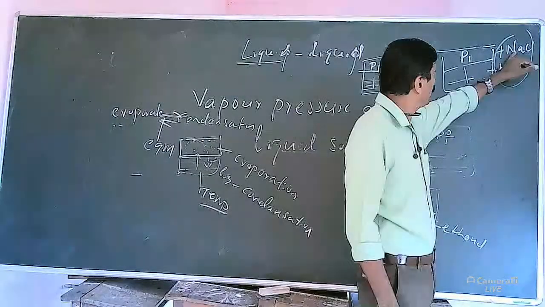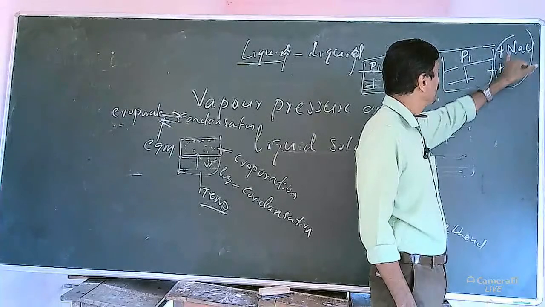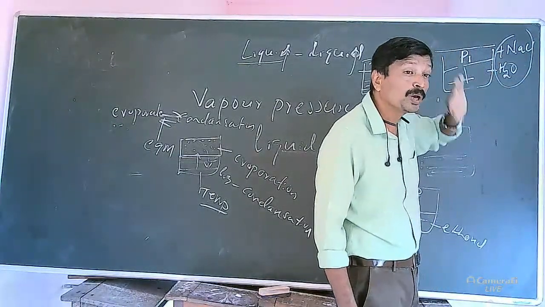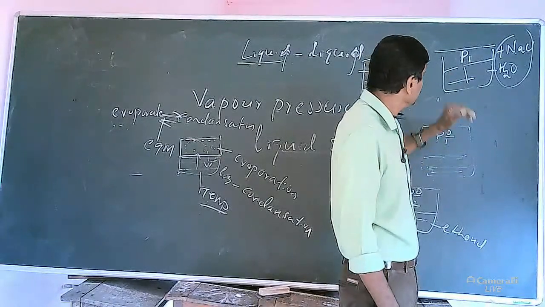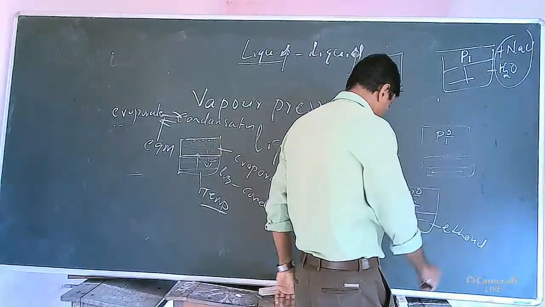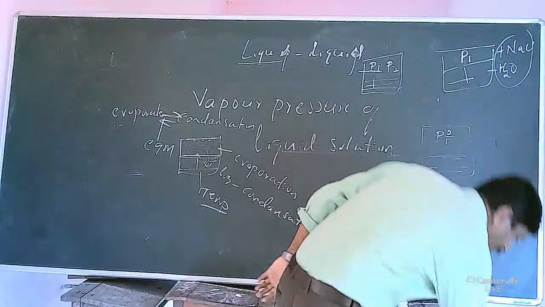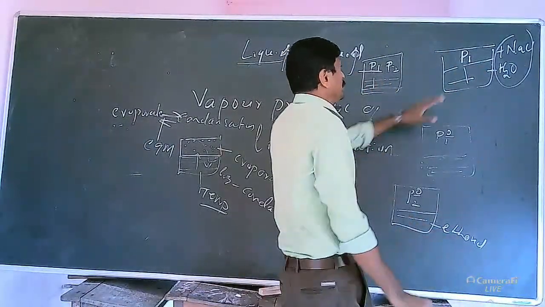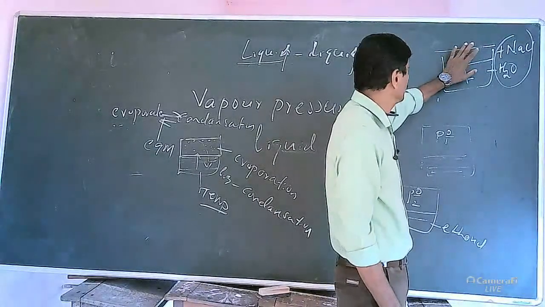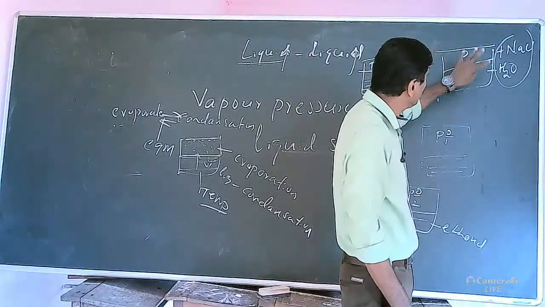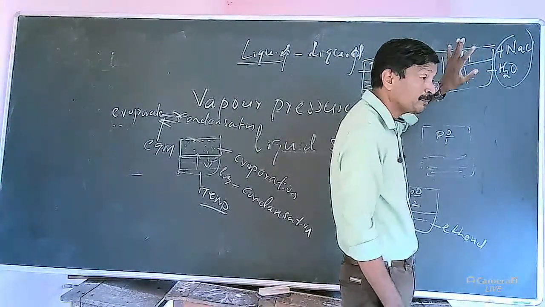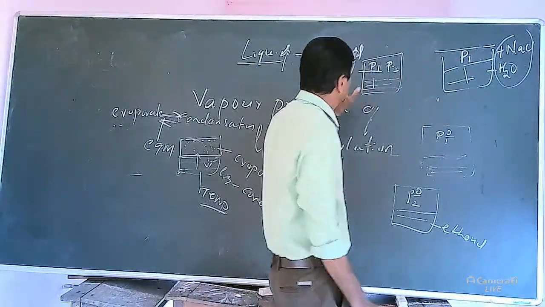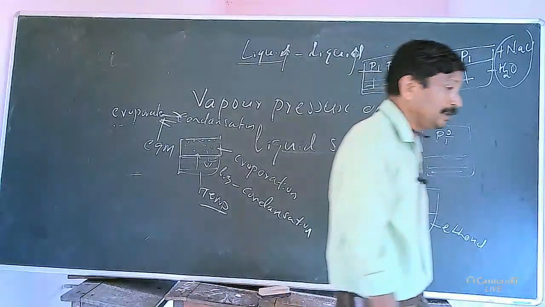In the second case, one is volatile and the solute is non-volatile. This solute is called a non-volatile solute. In such a case, the vapor pressure is called the vapor pressure of the solution. It is not called either partial vapor pressure or the vapor pressure of the pure solvent. It is called the vapor pressure of the solution. So let us discuss these two types of solution.